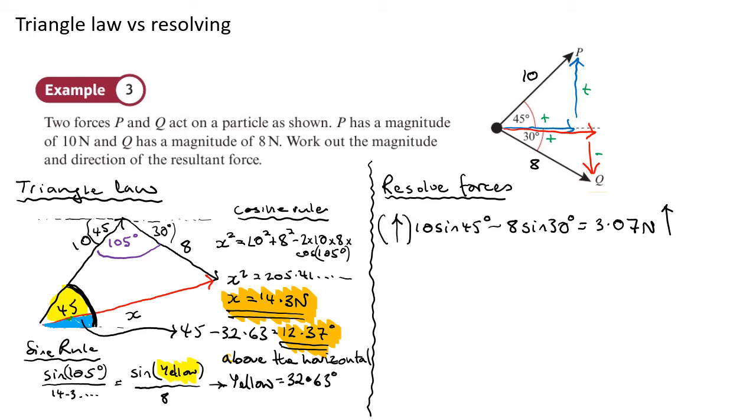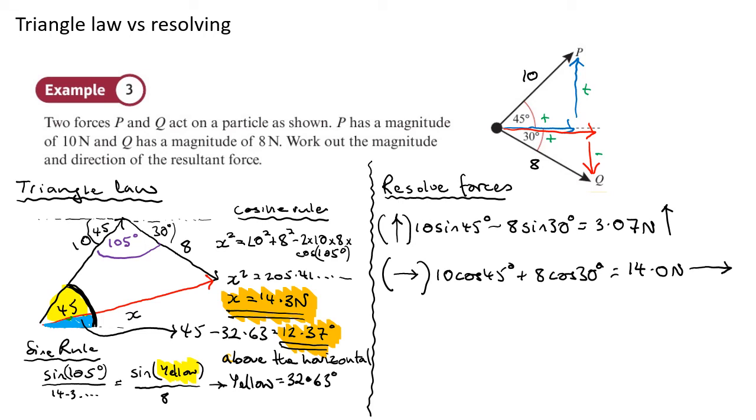Right, so now let's look at the forces going horizontally. They're both going in the same direction, so I add them both. So I've got 10 cos 45 plus 8 cos 30. So if I add those together, 10 cos 45 plus 8 cos 30, that gives me 13.999. So let's call that 14.0 newtons. And because that's a positive, it's going that way.